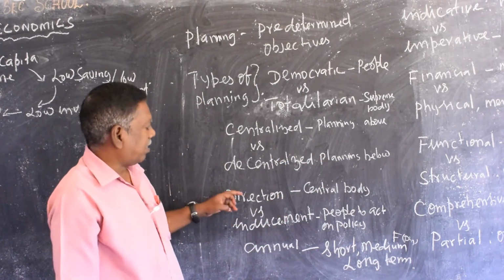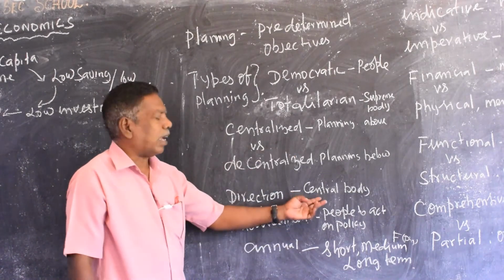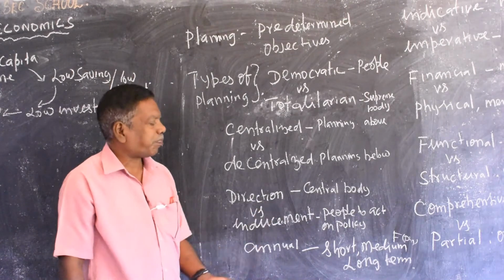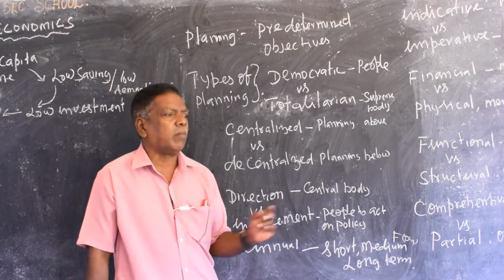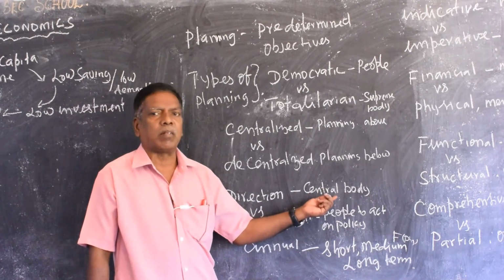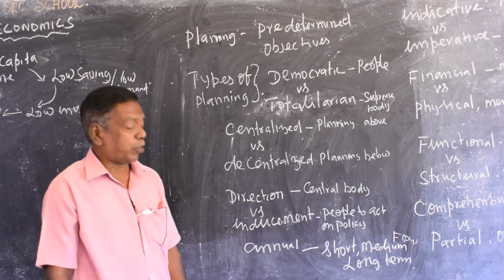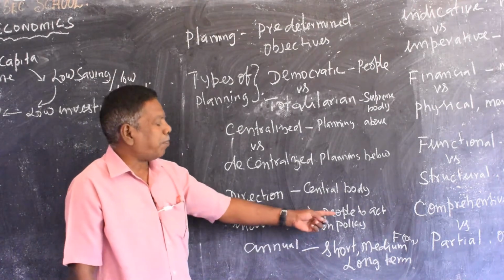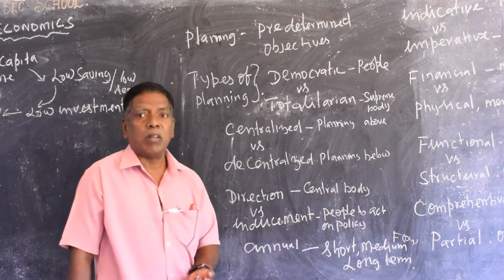And then next it is direction versus inducement. The same thing, only a central body. Under direction, each and every planning tool is directed by the central and common authority towards the fulfillment and execution of the plan. Quite opposite to that, under inducement, people act on certain policy matters.